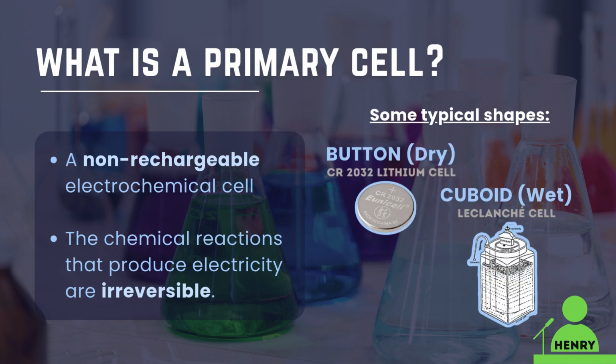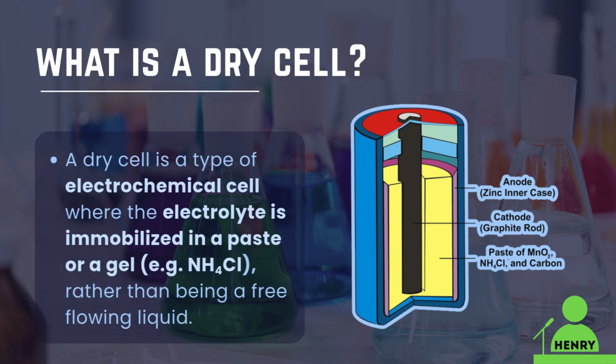Typical shapes of dry cells include cylindrical and button cells. For wet cells, they are usually cuboid in shape, and they take much larger spaces than dry cells as they have to store a liquid electrolyte. As we discussed earlier, primary cells can be split into dry cells and wet cells.